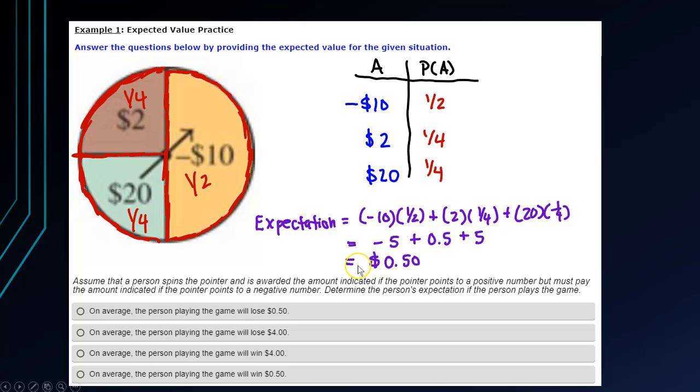Since this is positive, that means the expectation is that the person spinning the spinner is going to gain 50 cents on average, and that's what this choice down here is. So, on average, a person playing this game is going to get 50 cents each time they play the game.